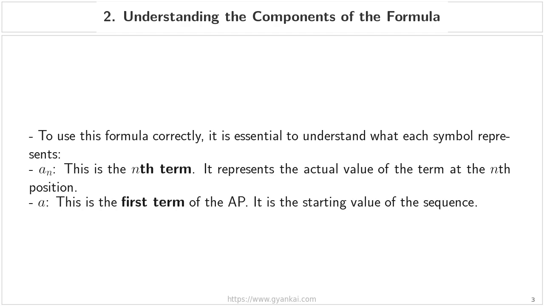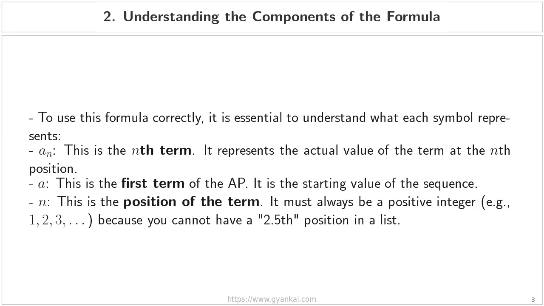Next, we have the letter a. This is our starting point, the first term of our arithmetic progression. You can think of this as the foundation or the initial value from which the entire sequence grows. Then we have n. This represents the position of the term. Now, a very important rule here is that n must always be a positive integer, such as 1, 2, or 3. In a sequence, you can have a first term or a second term, but you can never have a 2.5th position in a list.